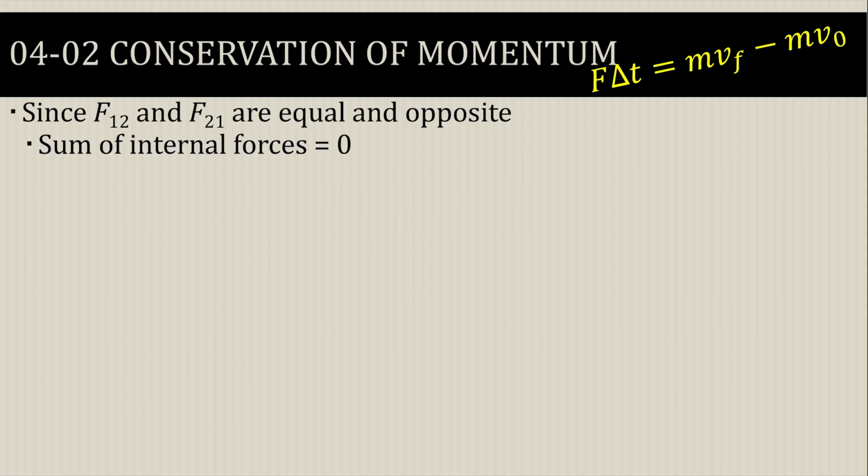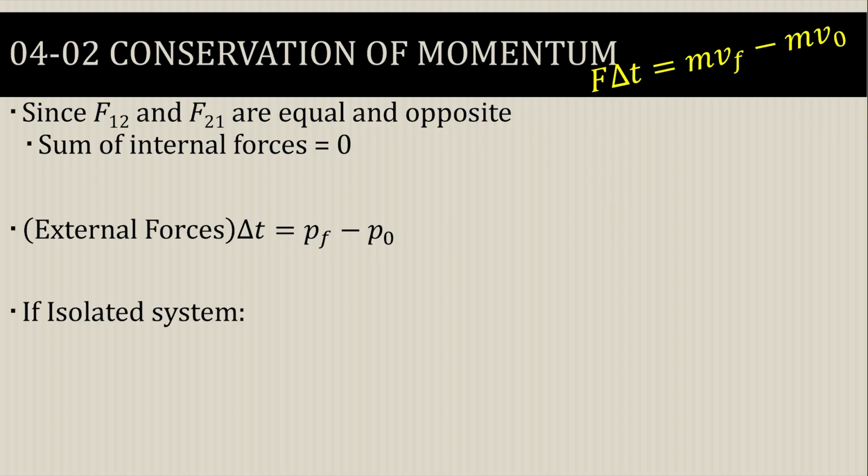Since the force of the first ball on the second one and the second ball on the first one are equal and opposite, the sum of the internal forces is 0. So that leaves us with just the external forces times time equals our change in momentum. But if it's an isolated system, which means there's no external forces, we'll have 0 equals our change in momentum, or our initial momentum equals our final momentum.